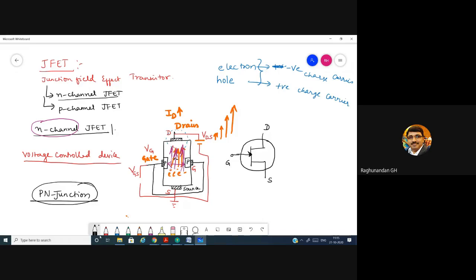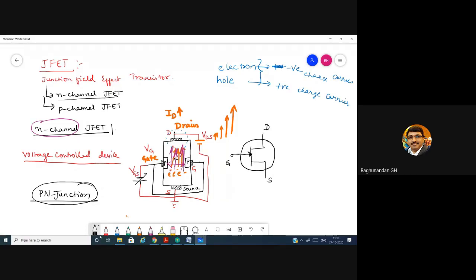If I'm going to bias it, the N layer is already connected to the positive. So what I should do is connect the P layer to negative, because when I reverse bias this PN junction, only then will the depletion layer start increasing. So now I give P to the negative terminal of the battery and N to the positive terminal. Now what happens?